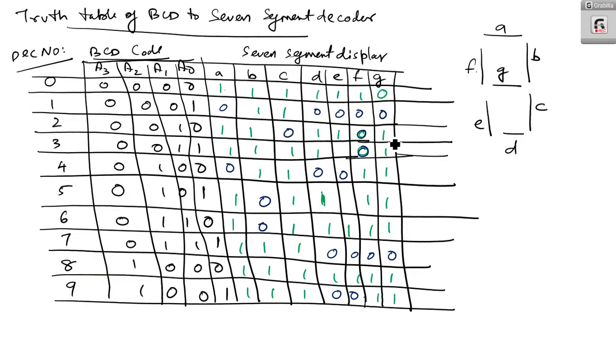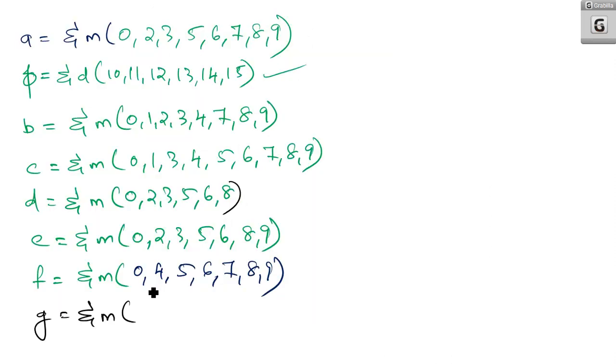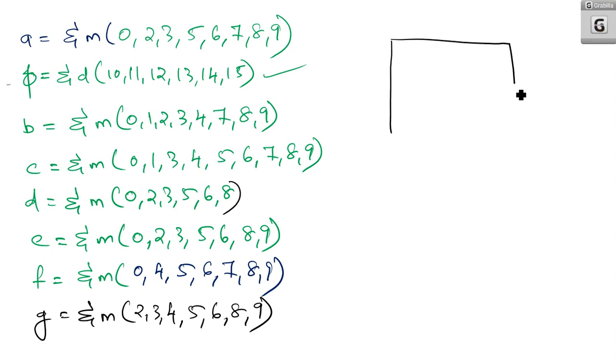Which all things are there? 2, 3, 4, 5, 6, 8, 9. So that is G. Now suppose we need to form an expression for A. So what is A? You have to add the don't cares. I will show the K-map for A only, because then there is no need to form the entire expression for all of these.